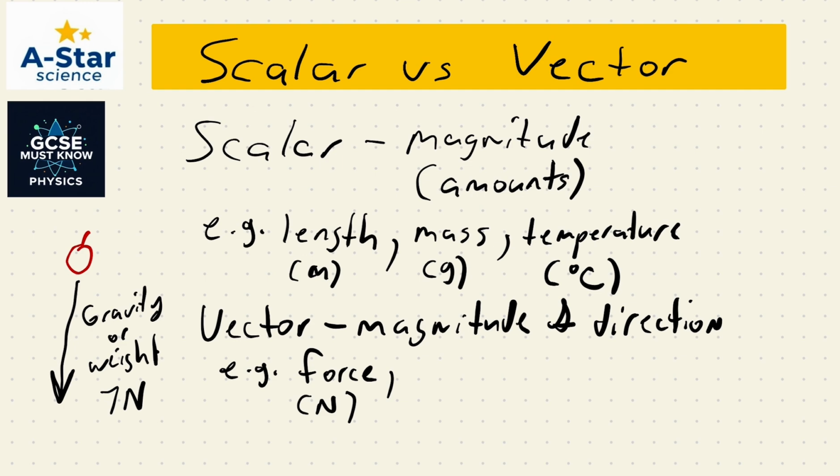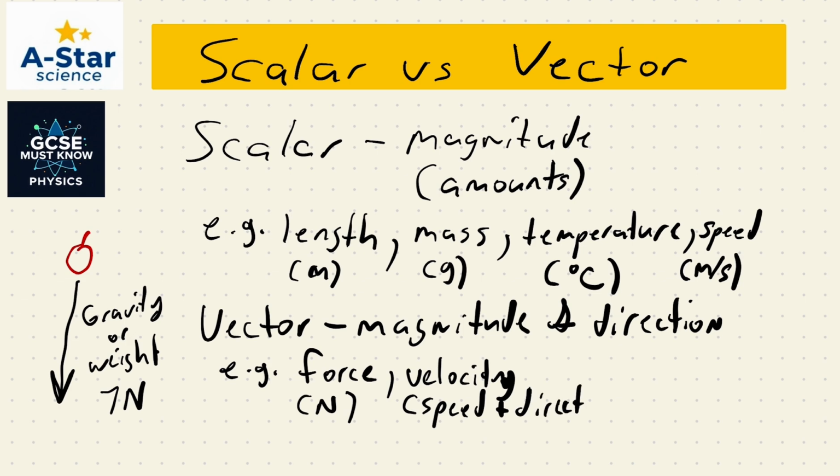Another example is velocity. Velocity is a vector quantity. That's different than speed, which we can put at the top, which is measured, for example, in meters per second or miles per hour. Velocity is speed plus direction.